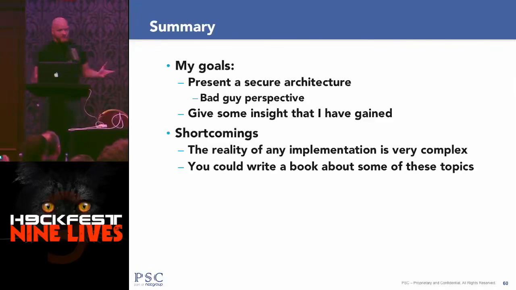Okay, so as a bit of a wrap up, my goals were to present a secure architecture from the bad guy perspective and give a little insight that I've gained through lots of big enterprise pen tests, for problems that we see and normally bypass. Again, just addressing some of the shortcomings here. The reality of any implementation is very complex. I think you could write a whole book about some of these topics, and they would probably be good books. I had to water these down for these purposes, but hopefully I still gave you that attacker perspective on bypassing these solutions.